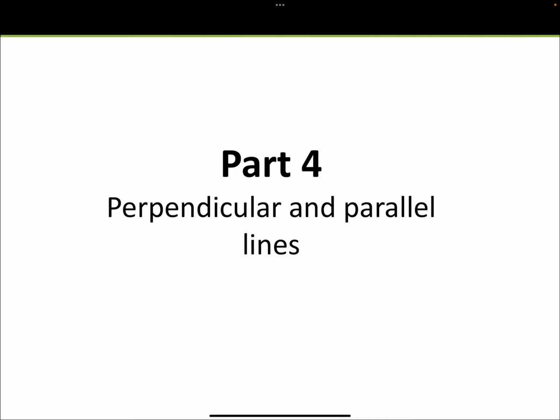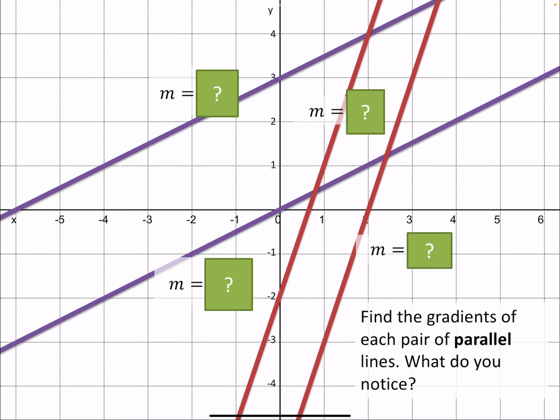Hi everyone, this is the fourth lesson on graphs and we're going to have a look at lines which are parallel to other lines, and we're going to have a look at lines which are perpendicular to other lines as well. So let's have a look at these graphs first of all. Okay, now the question at the bottom says find the gradients of each pair of parallel lines.